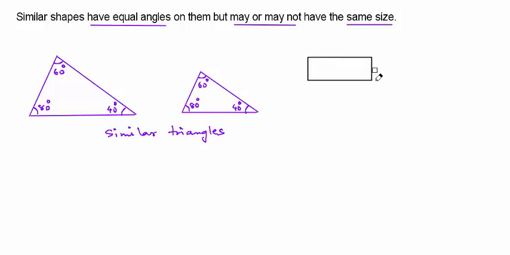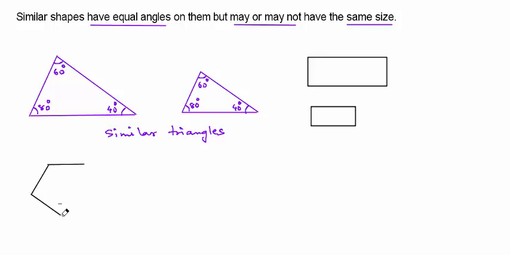Similarly, you could have two similar rectangles, similar pentagons, and so on. Congruent shapes, on the other hand, have equal angles and the same size.